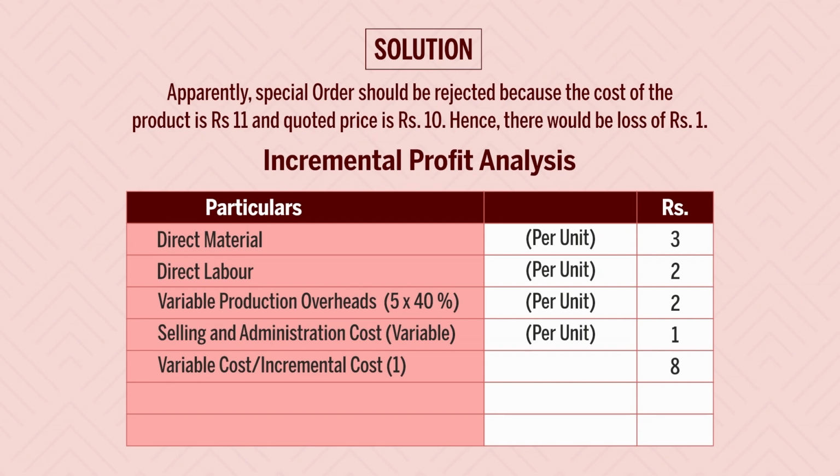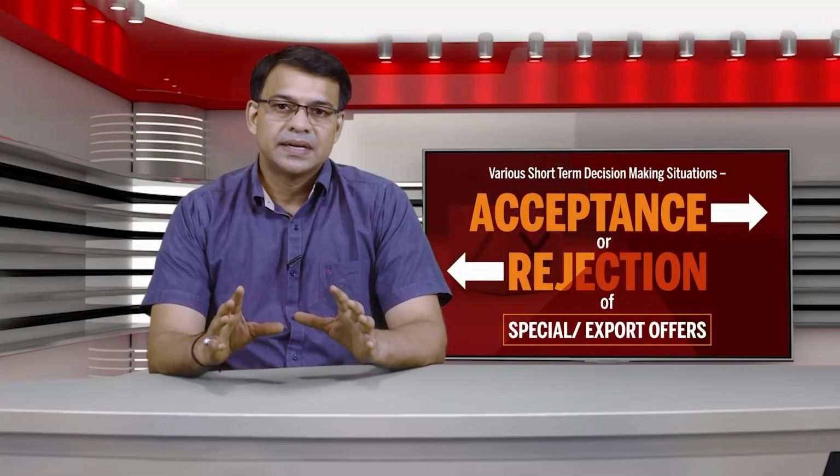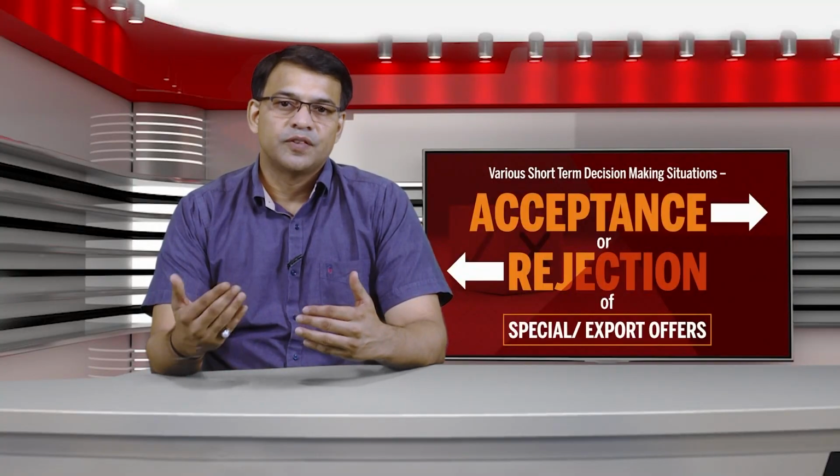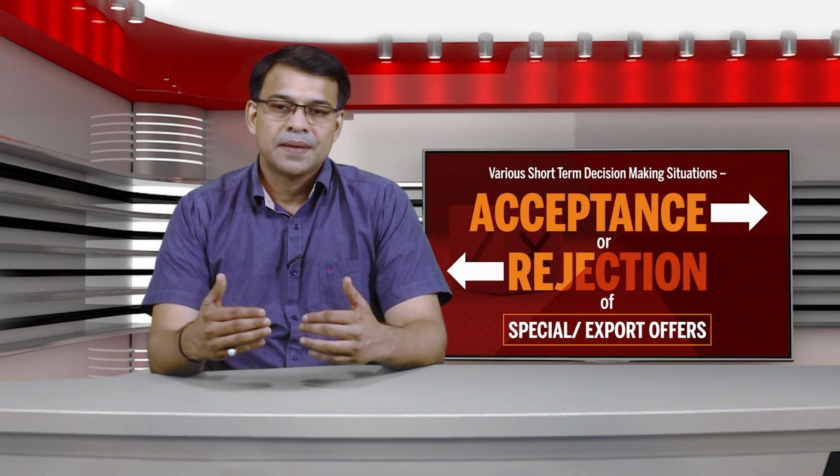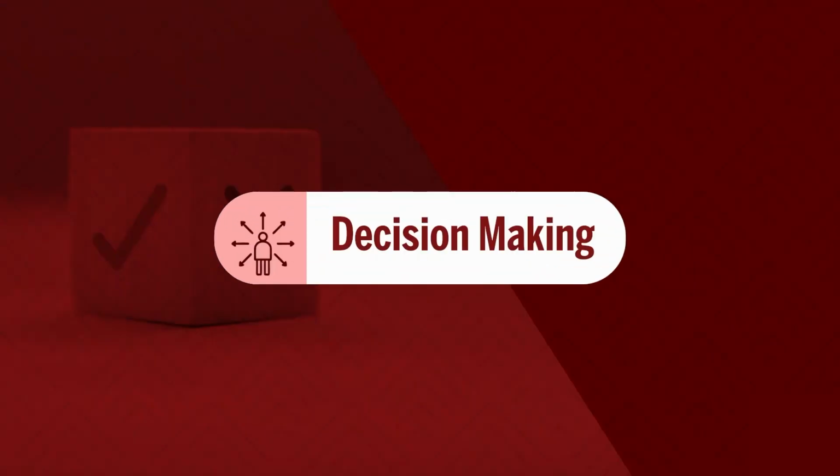Now, it is justifiable to compare it with the offer price, and the offer price is rupees 10. So, there is an incremental profit of rupees 2. Apparently, the cost was 11, the offer price was 10, there was a loss. But if we take into account only the incremental cost, meaning variable cost, which is relevant to this order, it is only rupees 8, and it is compared with the offer price by the customer of rupees 10, then we are getting an incremental profit of rupees 2. Now, we take the decision.